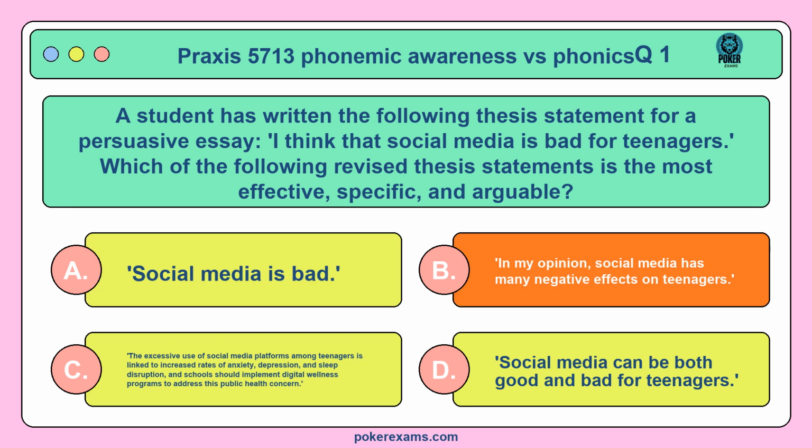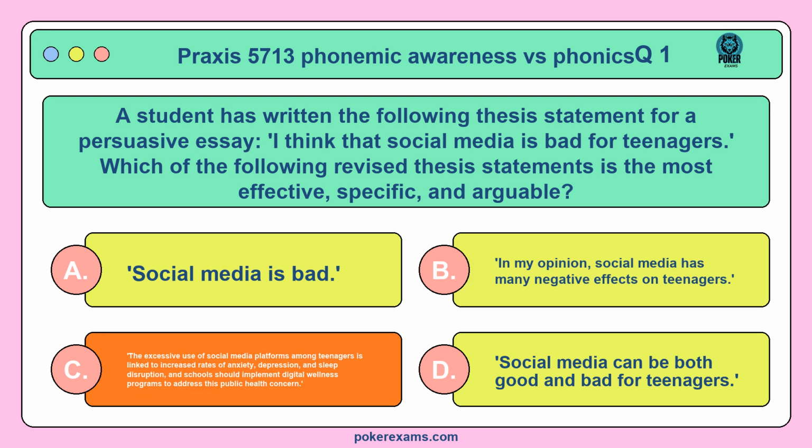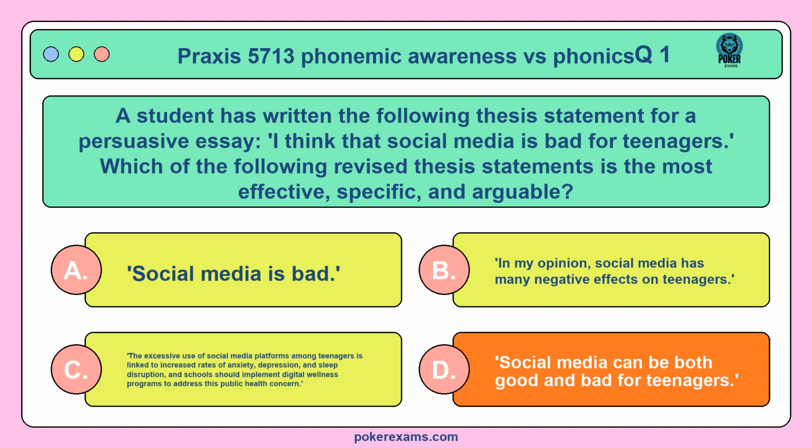B. In my opinion, social media has many negative effects on teenagers. C. The excessive use of social media platforms among teenagers is linked to increased rates of anxiety, depression, and sleep disruption, and schools should implement digital wellness programs to address this public health concern. Or D. Social media can be both good and bad for teenagers.